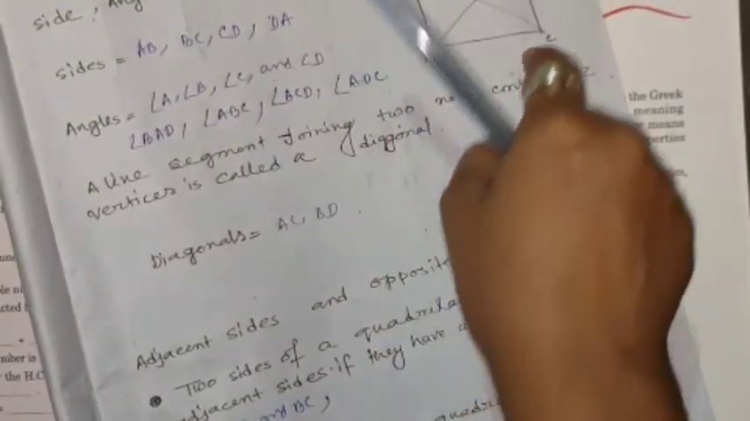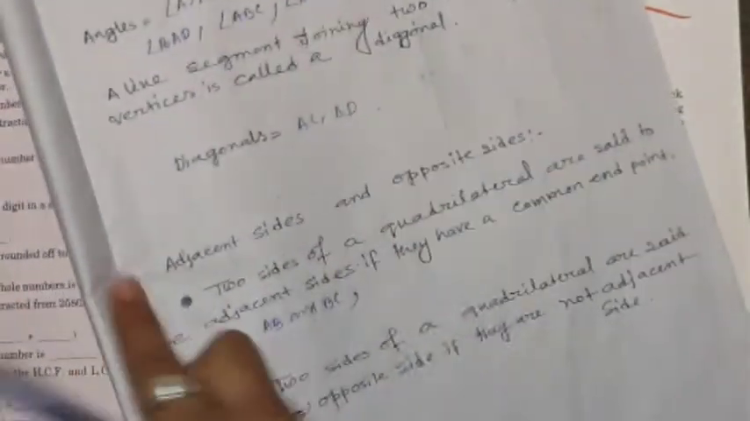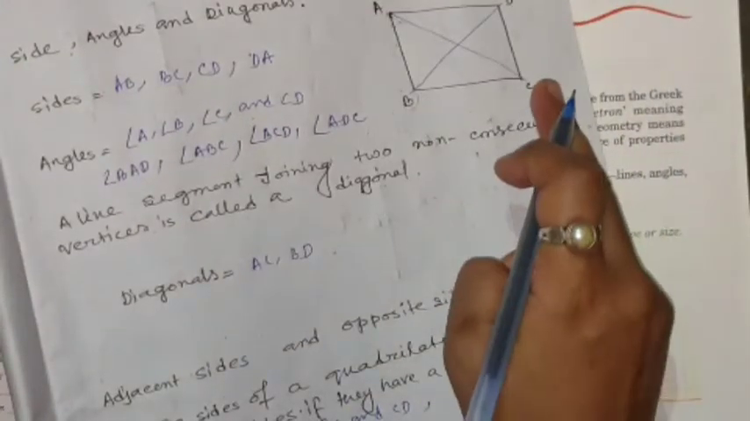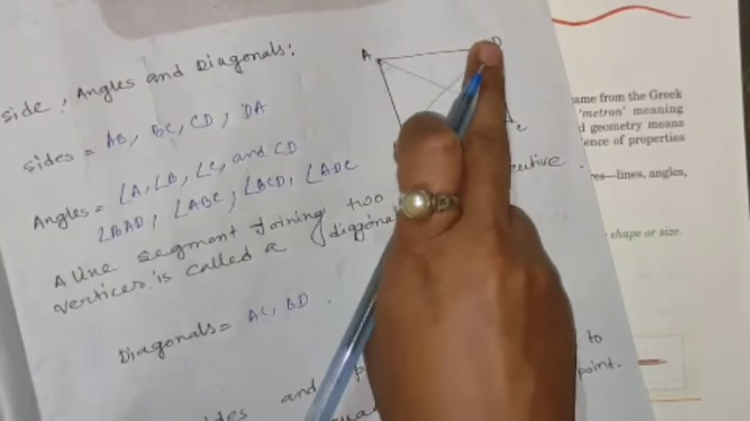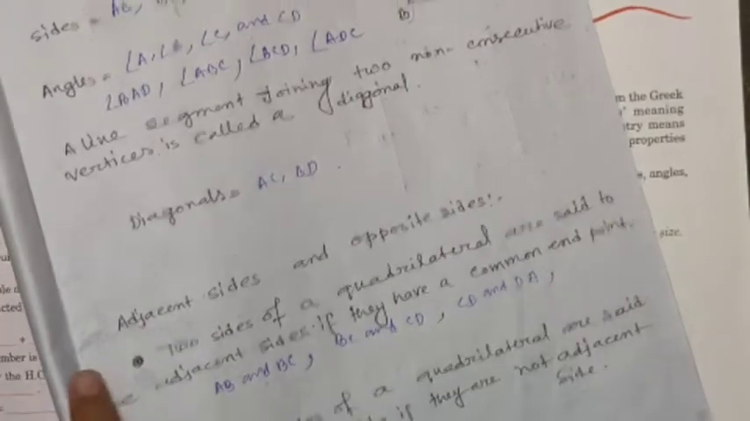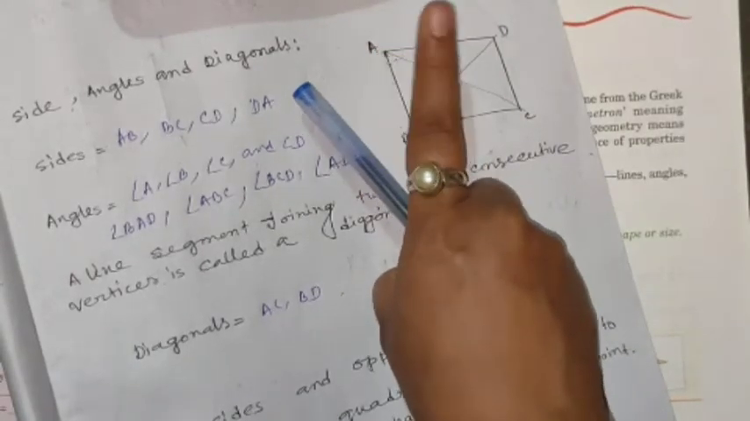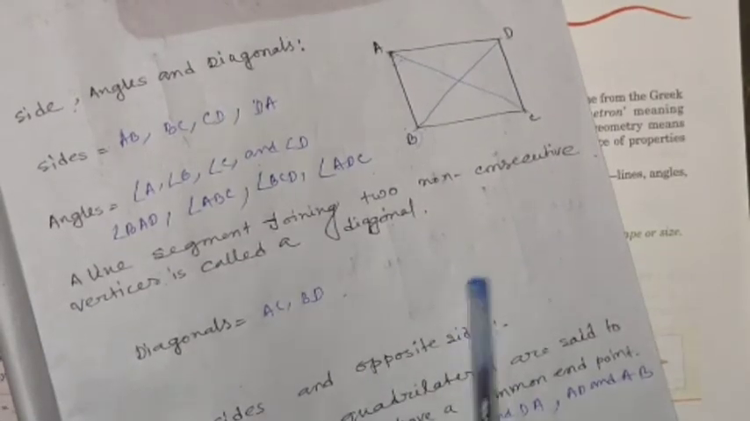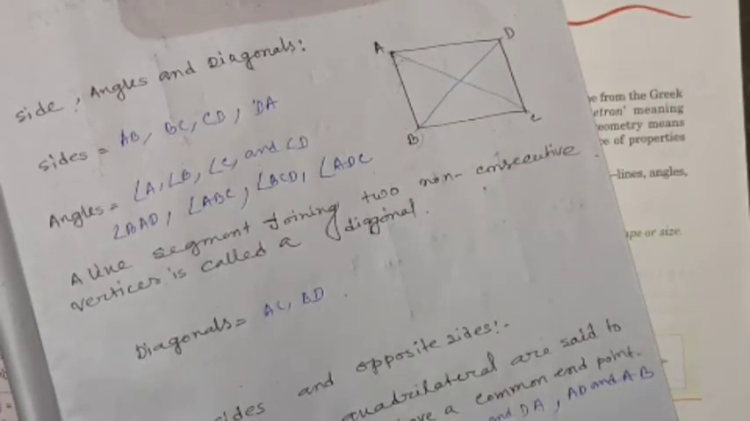Then BC and CD, these two sides also have a common point, that is C. So BC and CD are adjacent sides. Similarly, CD and DA have a common endpoint, that is D. Similarly, AD and AB have a common endpoint, that is A. So there are four pairs of adjacent sides in a quadrilateral.